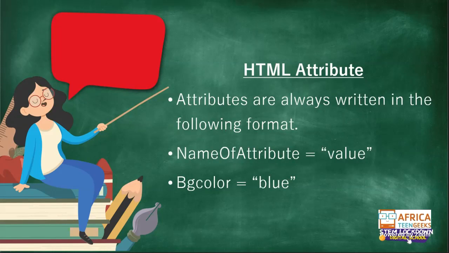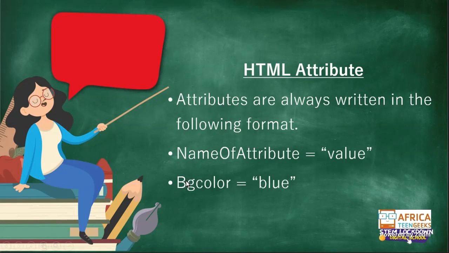Attributes are always written in the following format. You will first have the name of the attribute, which comes over here. And then right next to the name of the attribute, you'll have an equal sign. And after that, you will have open quotation marks, the value of the attribute, as well as a closing quotation mark. And this entire attribute that you can see over here will be found inside a tag.